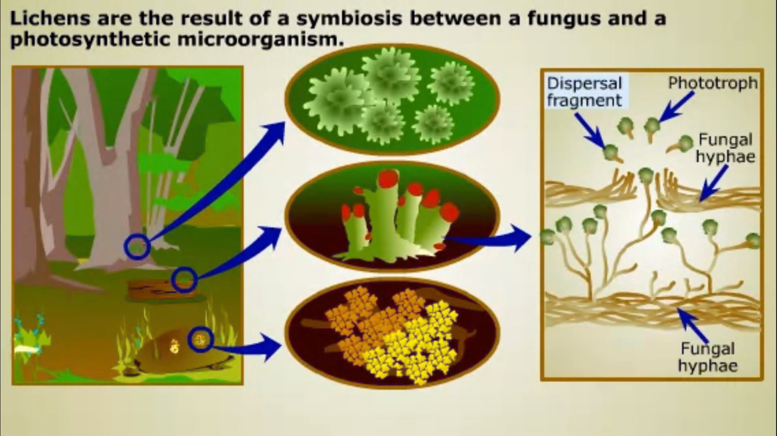The fungal and photosynthetic parts of a lichen can reproduce independently, but a lichen can also form special dispersal fragments containing one or a few photosynthetic cells.